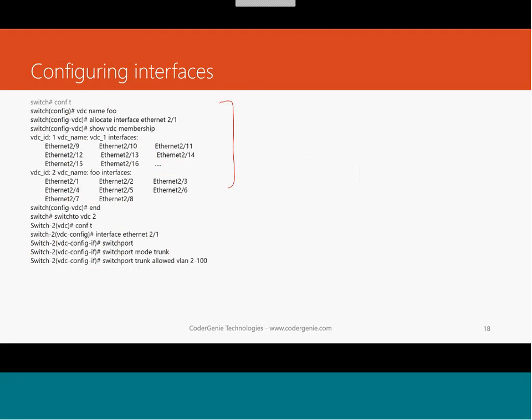And then you have to connect to a particular VDC using the switchto command from the default VDC. So you'll say switchto vdc 2, and then you go to that particular VDC, and then you can do the respective interface configuration. You cannot do this configuration from the default VDC itself, right?